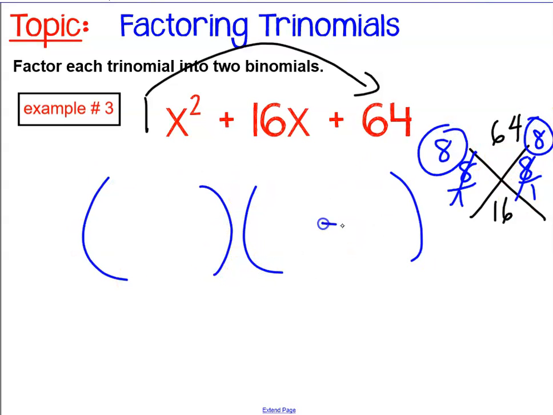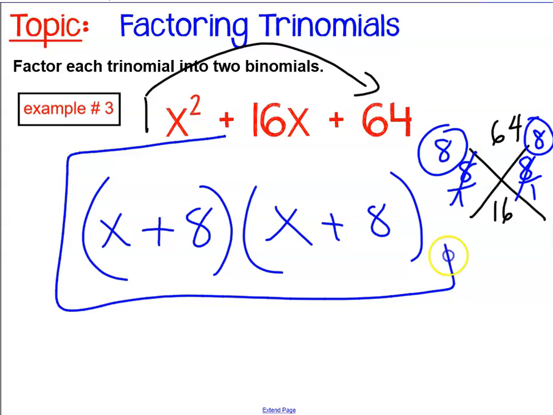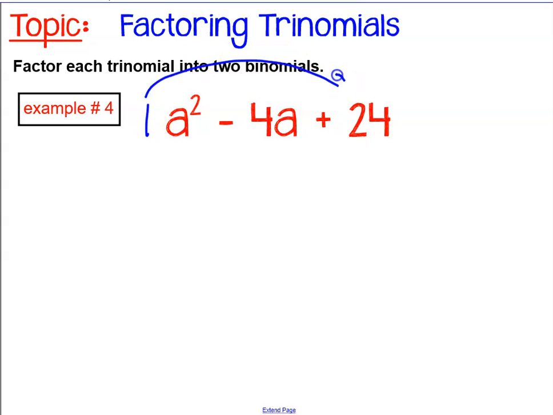This one's a repeat. That doesn't always happen, but sometimes it does. Square root the first term, and that's it. All right, one last time here. Slide.